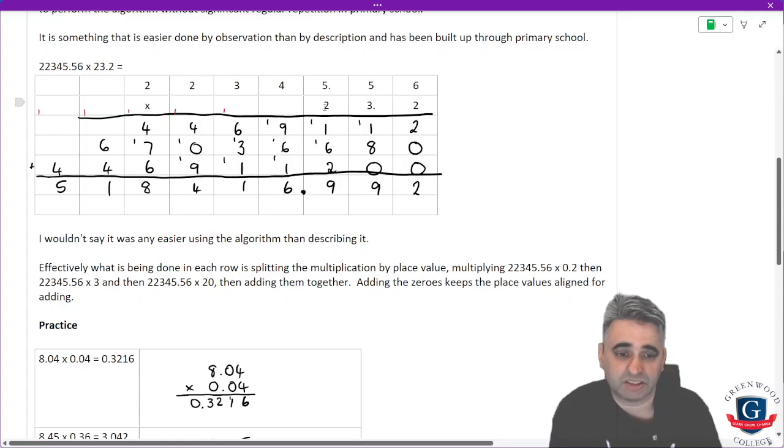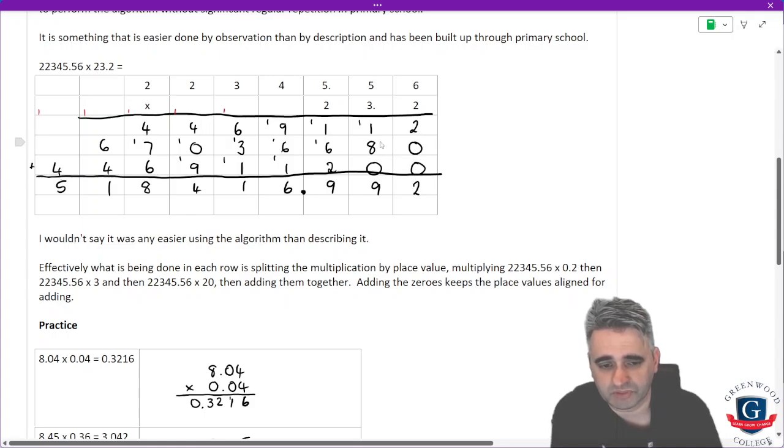Multiply by the next largest number in the multiplier, put 2 zeros, start from here. 2 6s are 12, carry the 1. 2 5s are 10 and 1 is 11, carry the 1. 2 5s are 10 and 1 is 11, carry the 1. 2 4s are 8 and 1 is 9. 2 3s are 6, 2 2s are 4, 2 2s are 4.